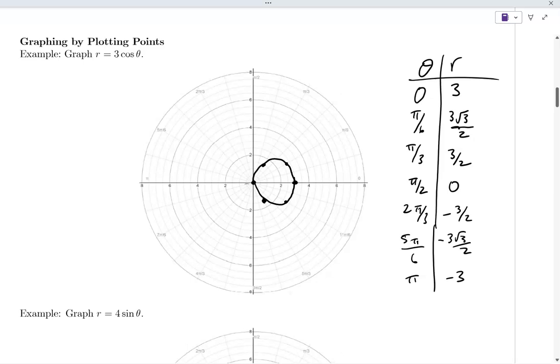So again, this is a pretty rudimentary way of drawing a curve. This is like your Algebra 1 way of drawing a curve, right? Pick some values for the input, get some values for the output, plot the points, connect the dots, right? So let's do the same thing for the next one.